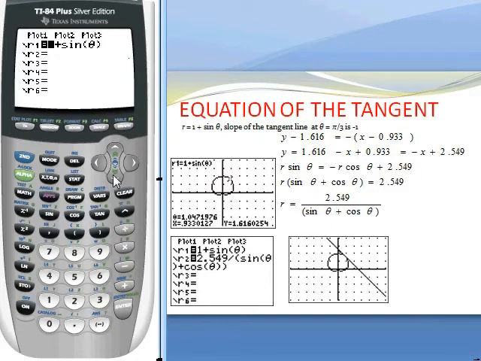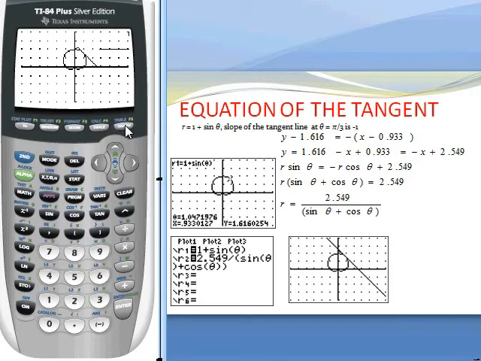I can go and enter that. So when I enter that, I should see the tangent line at pi over 3 at this point, and the curve itself. So let's enter that. So you have 2.549 divided by sine theta, which is here, plus cosine theta, which is here. And close that. And when I push graph, I should see both the curve and the tangent line in here.